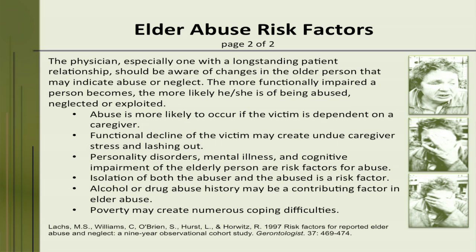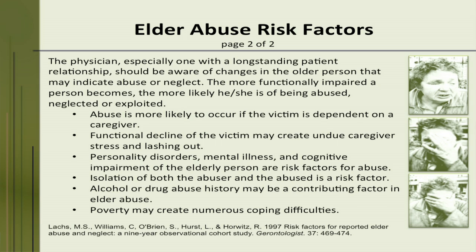And as they see a person becoming more functionally impaired, it's more likely that they are either being abused or may be at risk for abuse. Because abuse is more likely to occur if the victim is dependent on the caregiver, which we just saw. Functional decline of the victim may create undue caregiver stress or lashing out, and that's one thing we haven't talked much about: the idea of caregiver stress and caregiver burden, which could lead to physical abuse that primarily comes from just being overly burdened, overly stressed, and then maybe lashing out at the older adult or actually hitting them or isolating them or having to leave for a certain period of time, which puts the older adult at risk for injury.